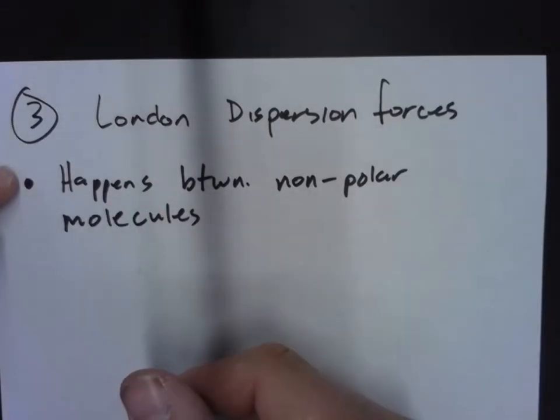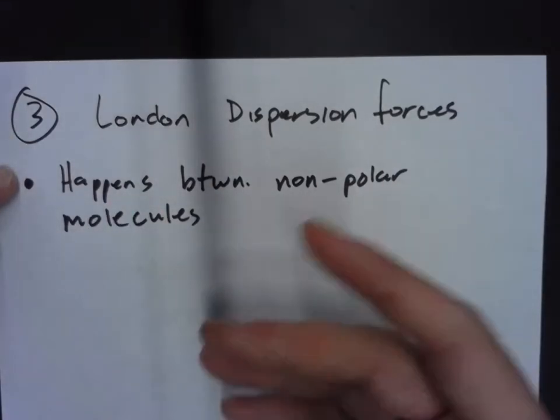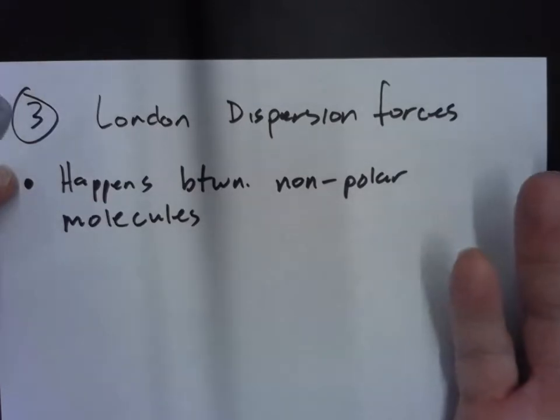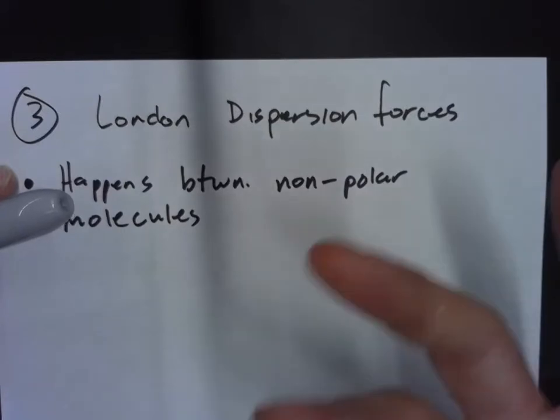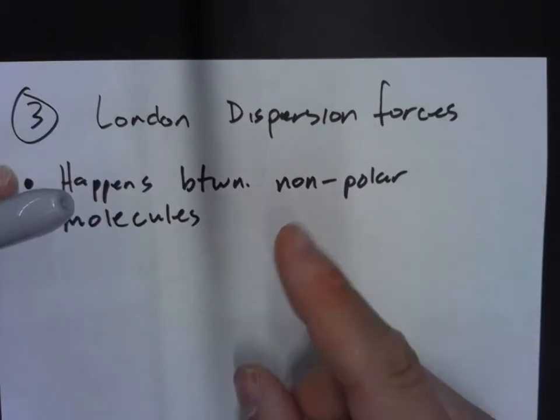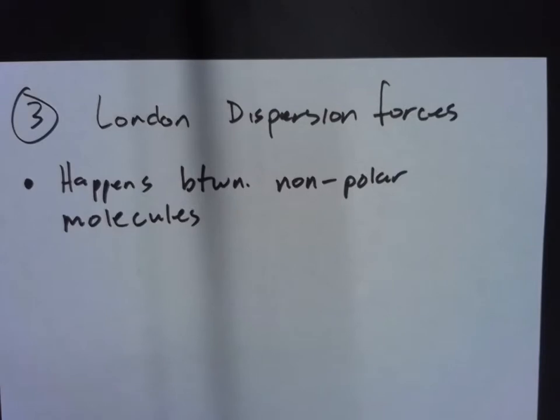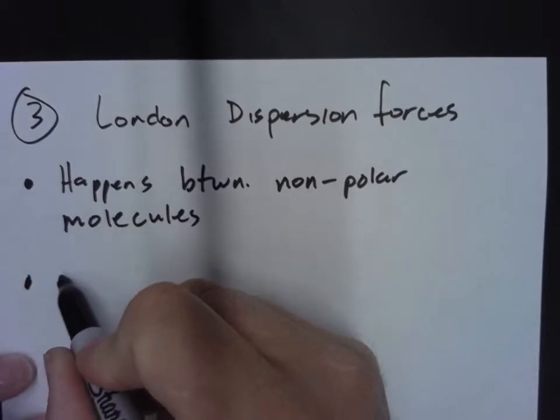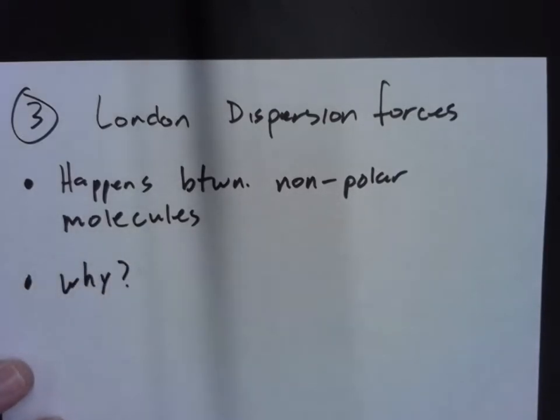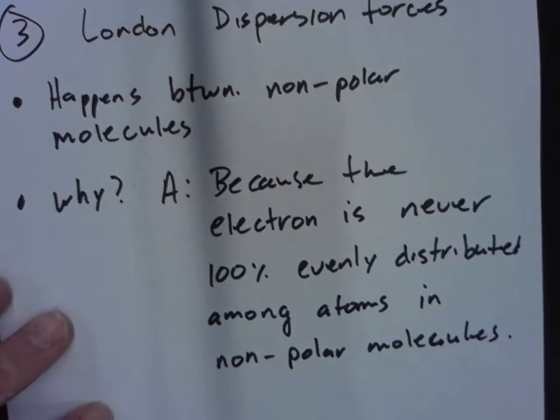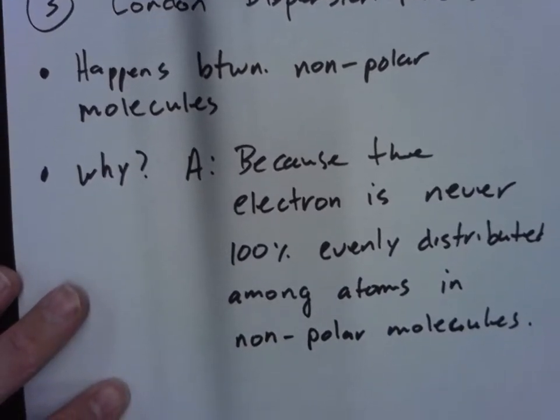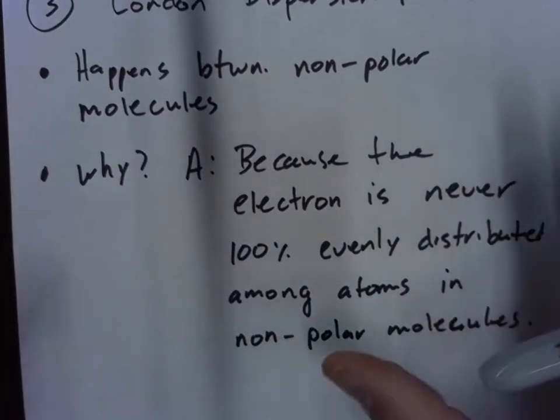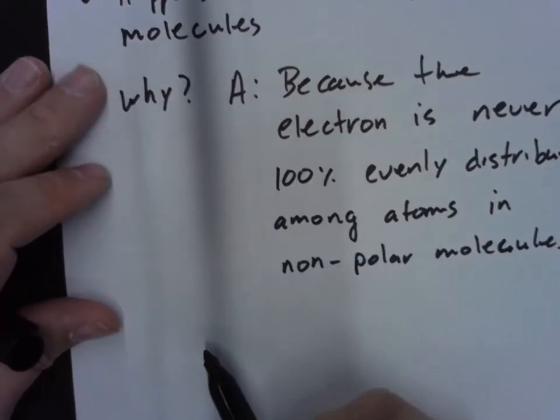Why does it happen between nonpolar molecules? If they're nonpolar, they don't have a charge, right? They don't have that partial charge, that dipole, so why would we see an attraction between nonpolar molecules? And here's the answer. I'm going to pause it and then I'll write to save some time. The reason why is because the electron is never 100% evenly distributed among atoms in nonpolar molecules, even in a nonpolar molecule like CH4.